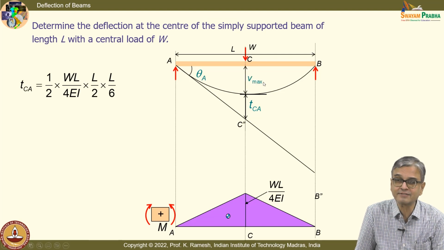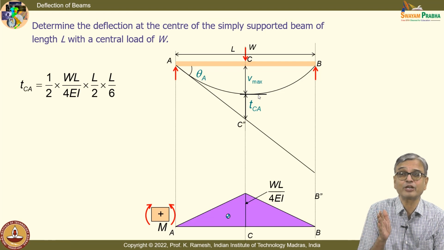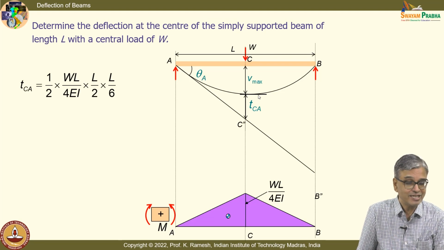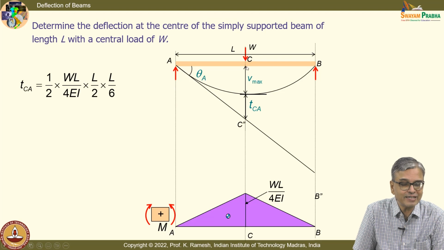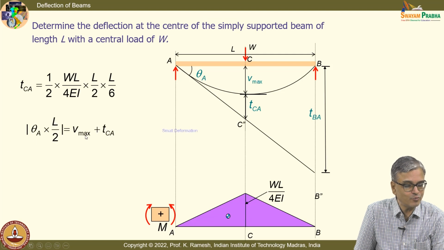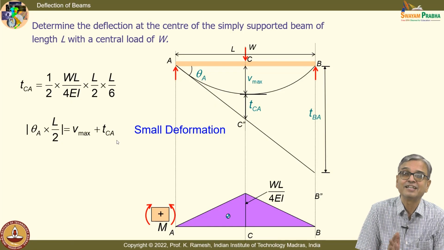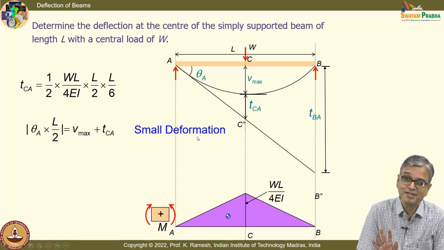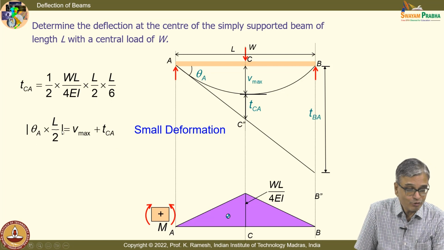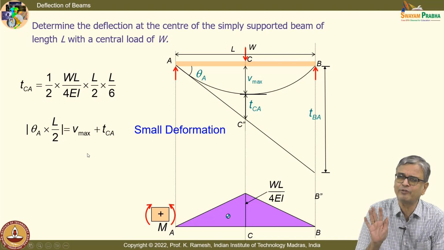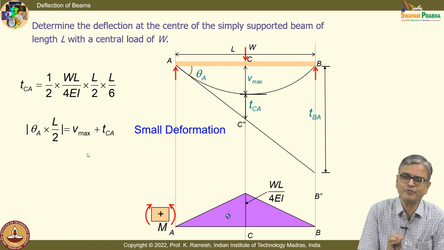And I have to find out Vmax. How do I find this? You should recognize that we are working on small deformation. Do not get duped by the diagram I have drawn. Fine. Imagine that this angle is very, very small, less than 0.5 degrees. If it is less than 0.5 degrees, how can I write this? Can I write theta A into L by 2 equal to Vmax plus tCA? Can I write that? That you can write, na? Isn't it? The diagram is deceptive. But if you agree that we are discussing a small deformation, I am permitted to write this, and I have also shown that I am going to only worry about the modulus. I am going to worry only about the value. That is the best way to handle the moment area method.